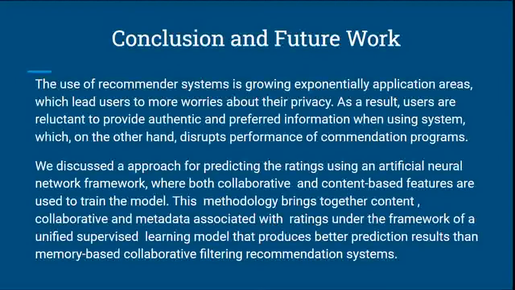Now the last part of this presentation is conclusion and future work. The use of recommender systems grows widely into various application areas, which leads users to more concerns about their privacy. As a result, users are reluctant to provide authentic information and preferences when using the system, which on the other hand impairs the performance of the recommender systems. The capability of evolutionary algorithms of covering multiple objectives enables their application in developing privacy-preserving recommender systems.